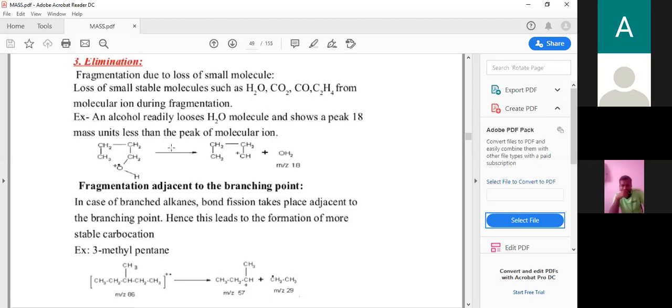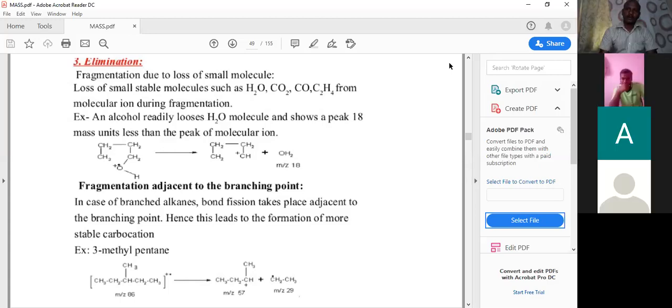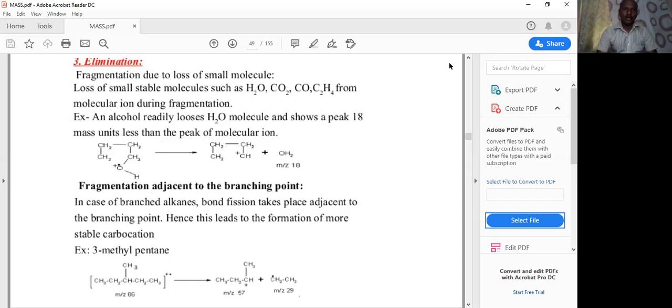In the previous case also there is an elimination of a neutral molecule, or cleavage. One is the fragment ion, another one is the neutral molecule. In the McLafferty rearrangement, we have seen there is a transfer of hydrogen from carbon to the oxygen. And here fragmentation is also happening, but the fragmentation is accompanied by elimination of water, and water is a neutral molecule. So you can see this example.